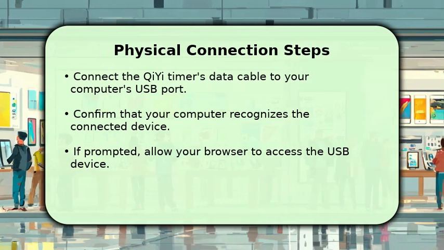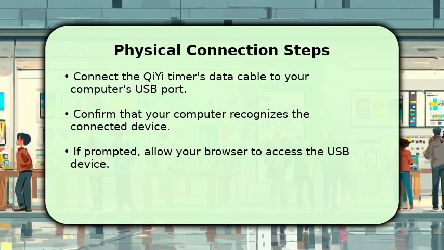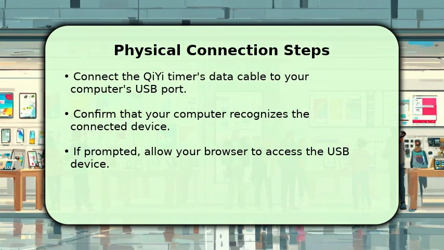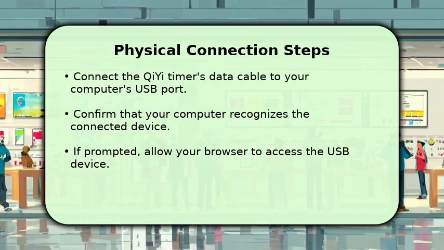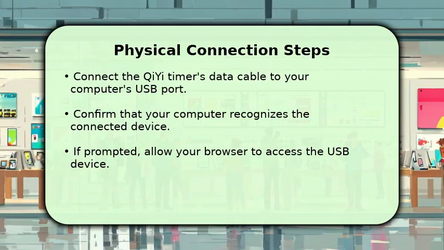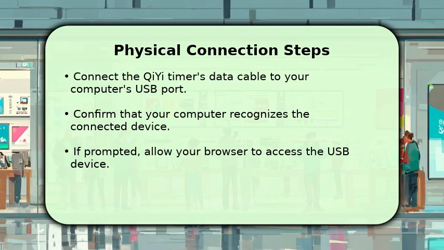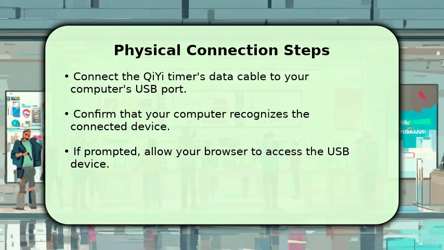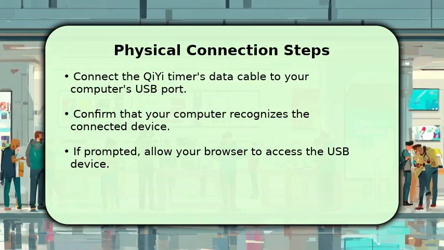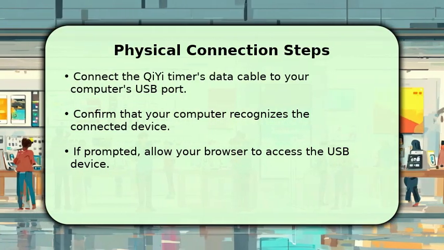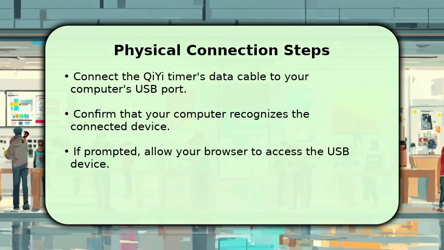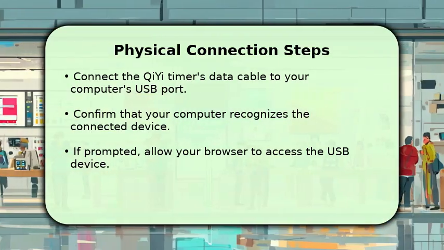Next, physically connect your QiYi timer to your computer. Use the provided data cable to plug one end into the timer and the other into an available USB port on your computer. Your computer should recognize the device. You might see a small notification. If your browser asks for permission to access a USB device, be sure to grant it. This step establishes the hardware link between your timer and computer.